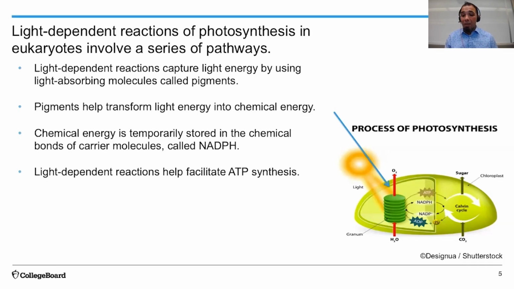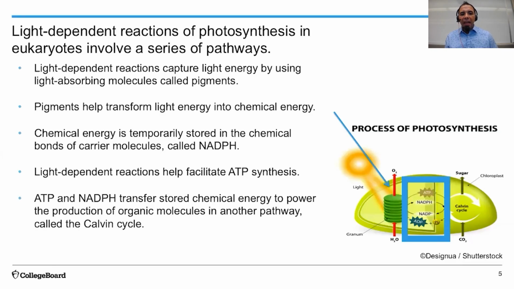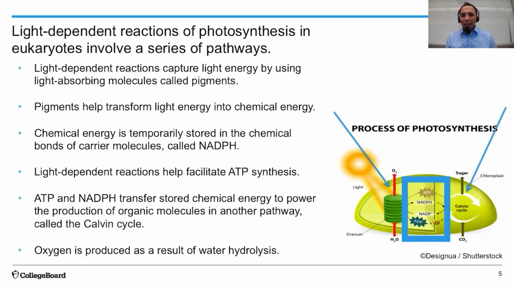help facilitate ATP synthesis. And so in that blue box there, you can see where I've isolated, you can see the ATP being produced, and you can see some NADPH being produced. Just follow the arrows. ATP and NADPH transfer stored chemical energy to power the production of organic molecules in another pathway called the Calvin cycle. So you can see a sequence: sunlight hitting the pigments, you have your ATP and your NADPH being produced, going into the Calvin cycle. So think of this as a small series of pathways. Another important part of this pathway is that oxygen is produced as a result of water hydrolysis. That's where the oxygen is being produced, when that water is broken up.